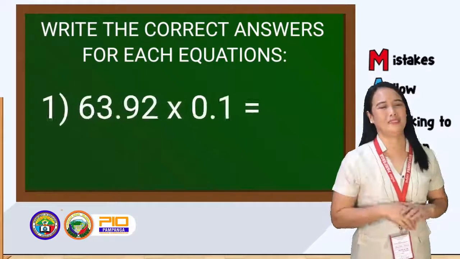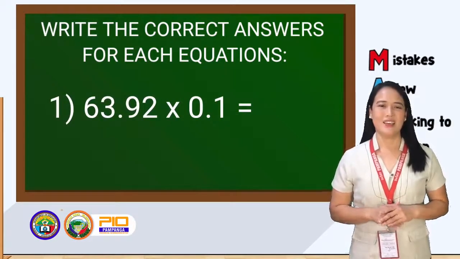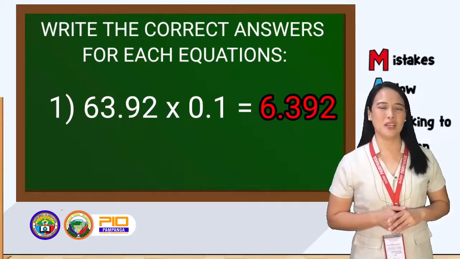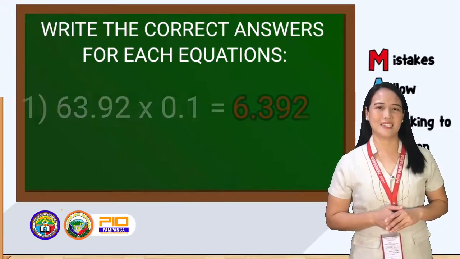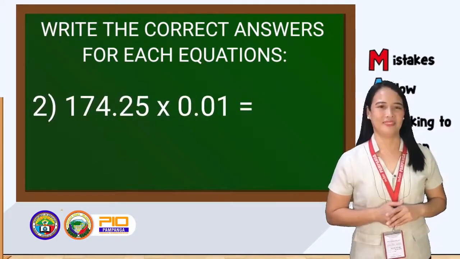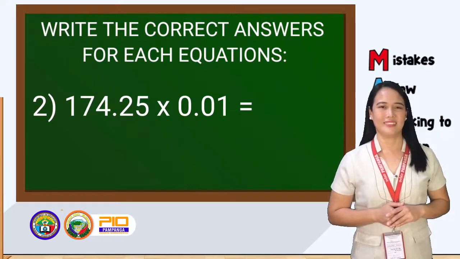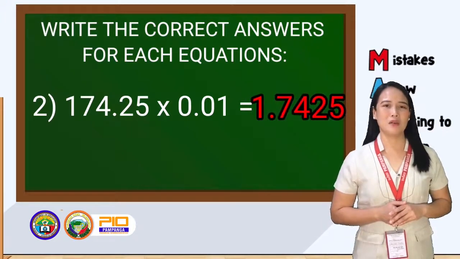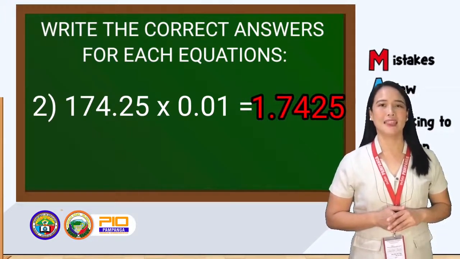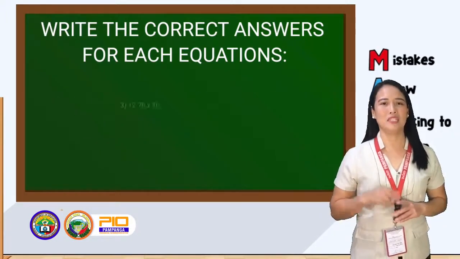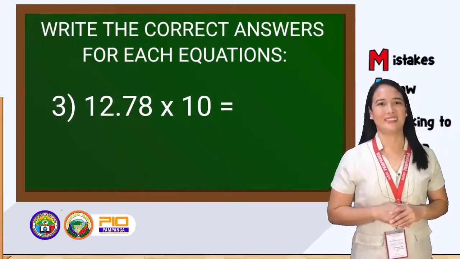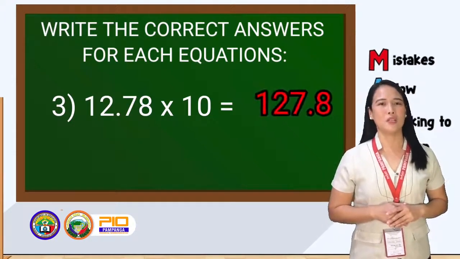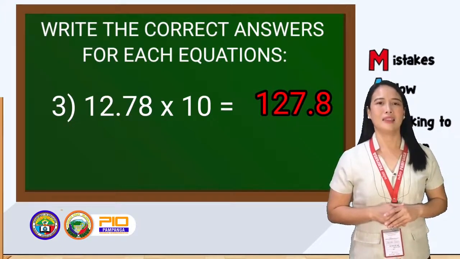Let's have number 1. What is the answer? Yes, it's 6 and 392 thousandths. What about number 2? The answer for number 2 is 1 and 7,425 ten-thousandths. What about number 3? The correct answer for number 3 is 127 and 8 tenths.